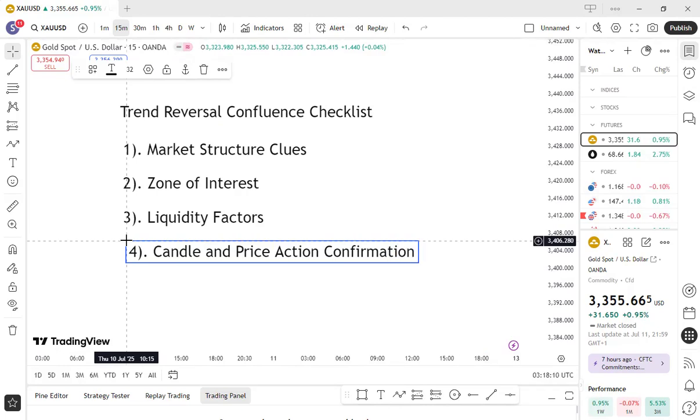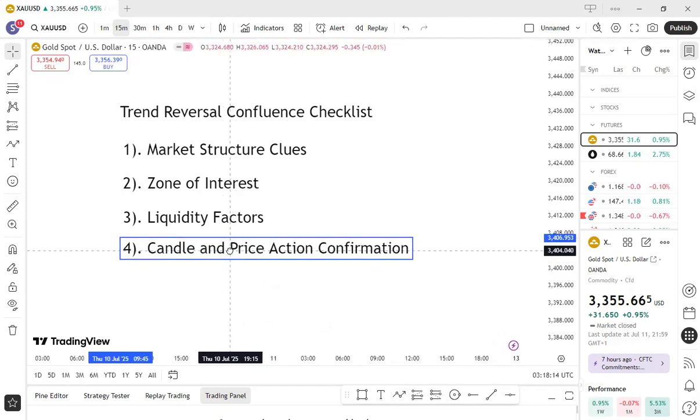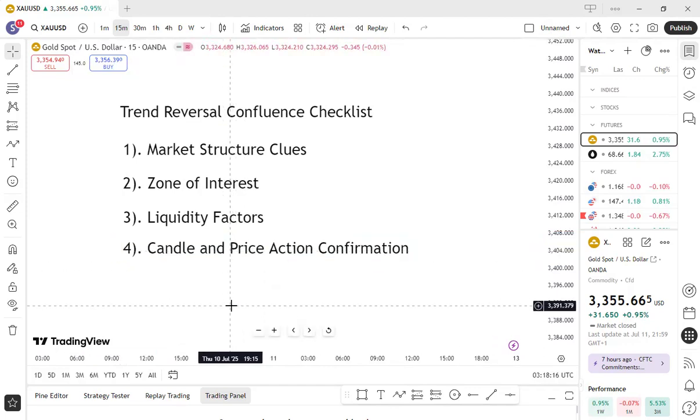So you should be looking out for your candle and price action confirmation, which is your pin bar, your engulfing candlesticks, your morning star, evening star, doji, hammer, whatever candlestick confirmations you are looking out for. Those are what you should be paying attention to at your reversal key zones, because this is where these candlesticks work perfectly.